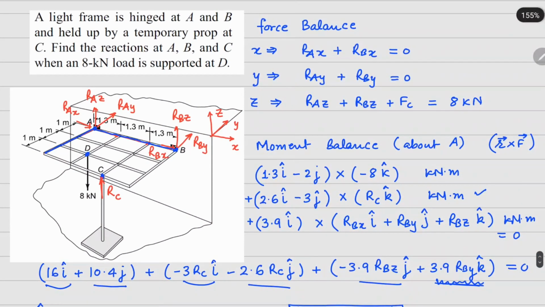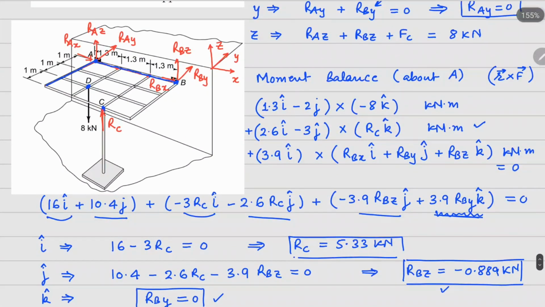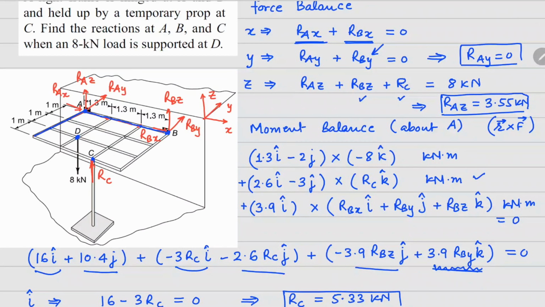Now going back to the force equations, since we have calculated RBY equals 0, substituting this right here gives us RAY also equals 0. Now we have calculated the value of RBZ here, so if I substitute it in this equation, this RC is also calculated. So substituting these two values, the value of RAZ also comes out, and the value of RAZ is equal to 3.55 kilonewtons. So the only thing that is left is these two right here, RAX and RBX, and since there is only one equation, it is not possible for us to solve this, so we call this indeterminate. And since there are no x forces, the only thing we can do is assume both of them to be 0.